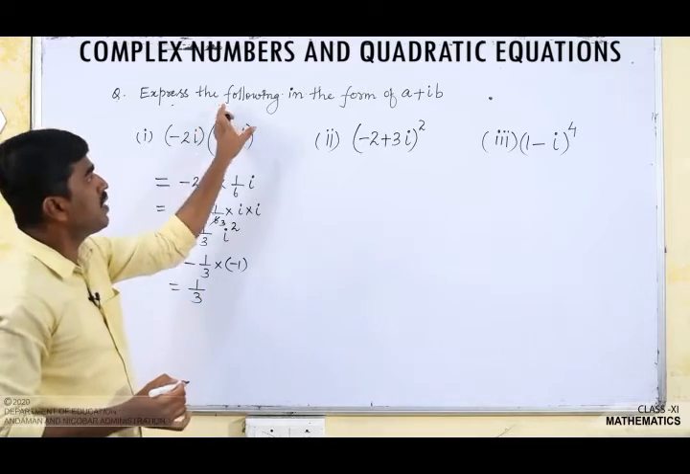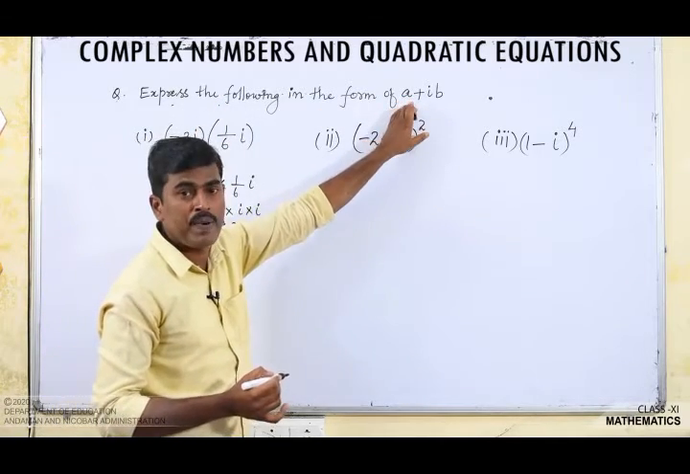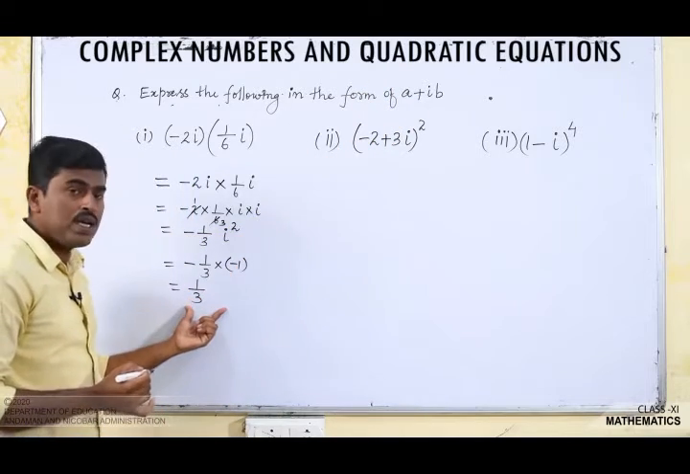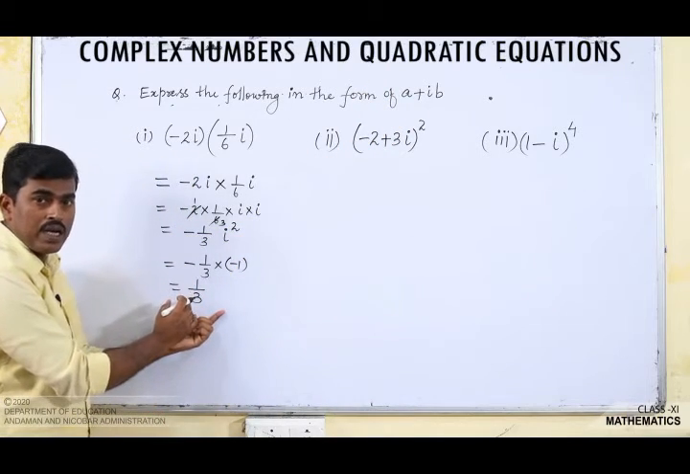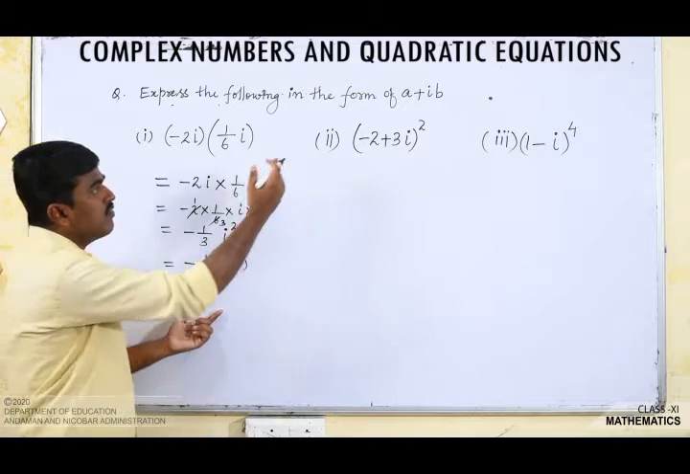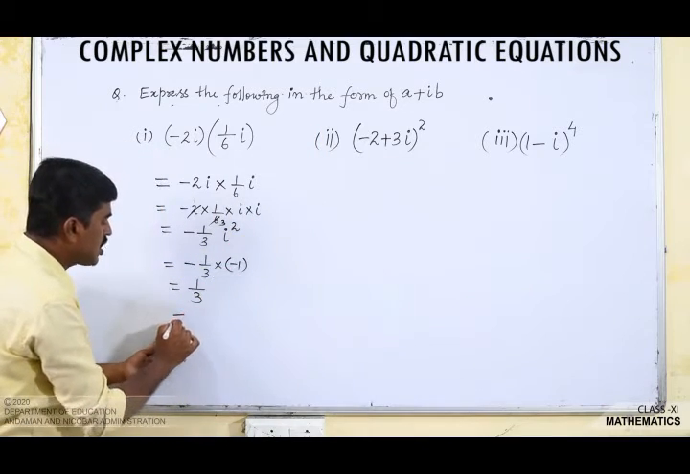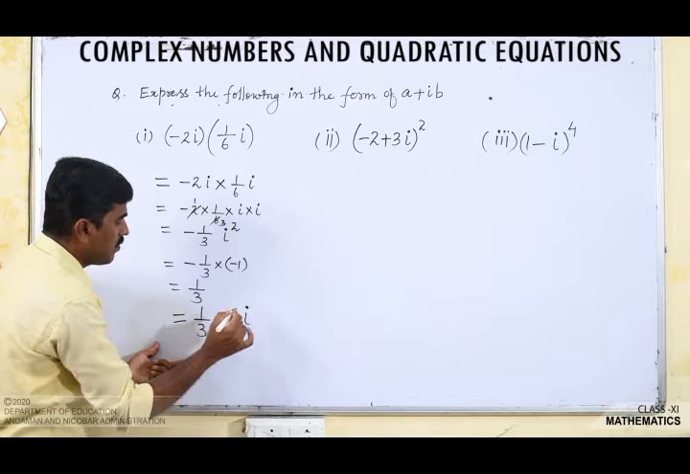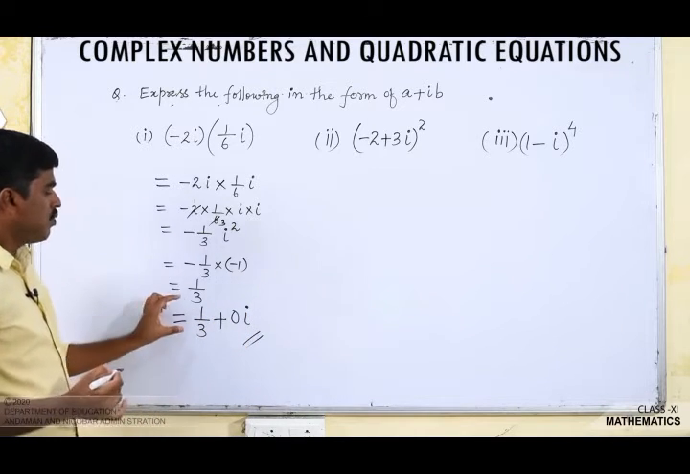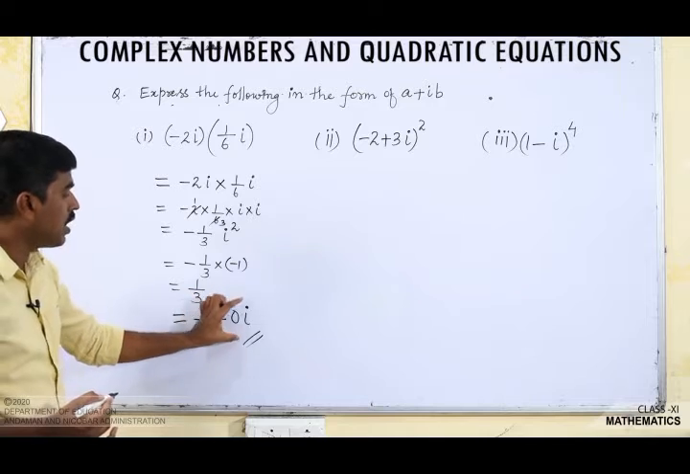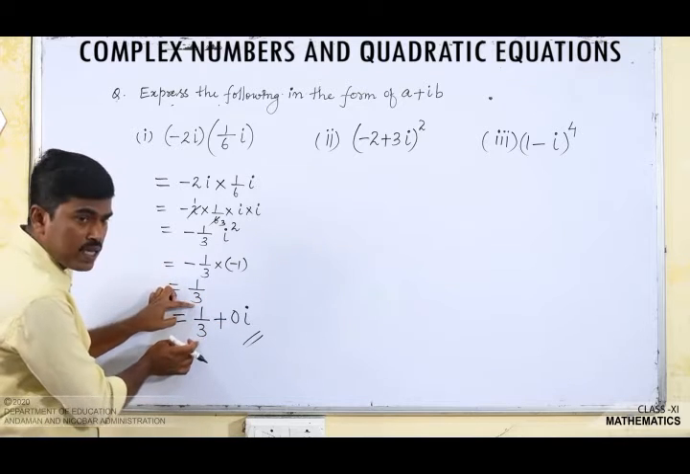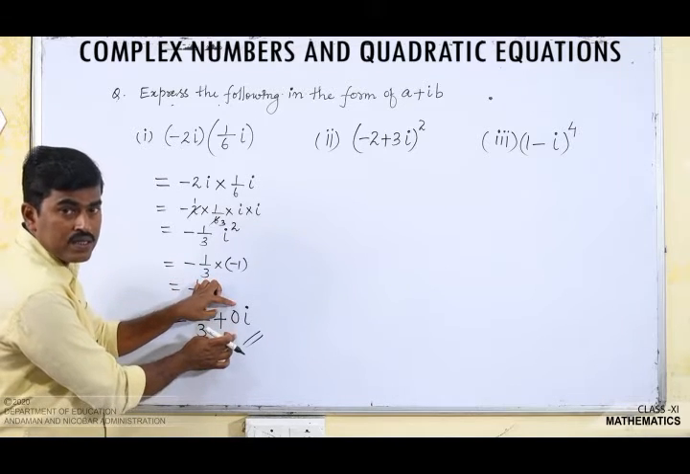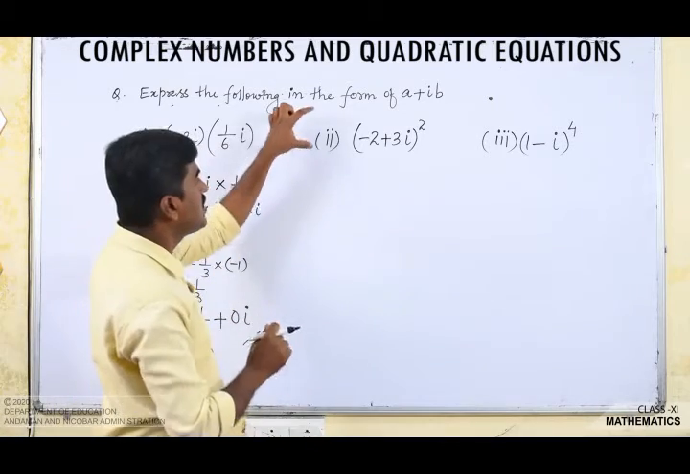But we have to express this number in the form of a + ib. Here it is purely real, but every real number can also be expressed in the form of a + ib, as this can be expressed as 1/3 + 0i. So this is the answer here. We have to write 1/3 + 0i, because this is purely real and here the imaginary part is 0. Now let us see the second one.